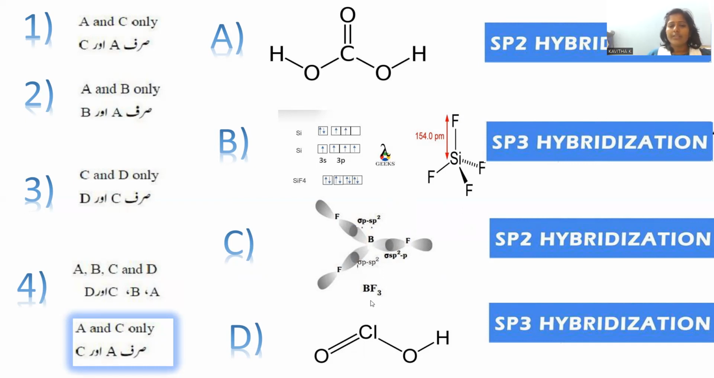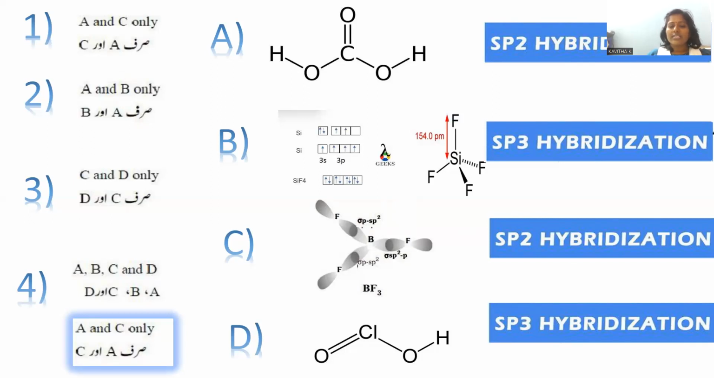Let's go with the BF3. Boron trifluoride is having trigonal planar geometry, with the central boron having sp2 hybridization over here, with the set of 3 fluorines around the boron atom. So you can find sp2 hybridization for this one, it is part of sp2.